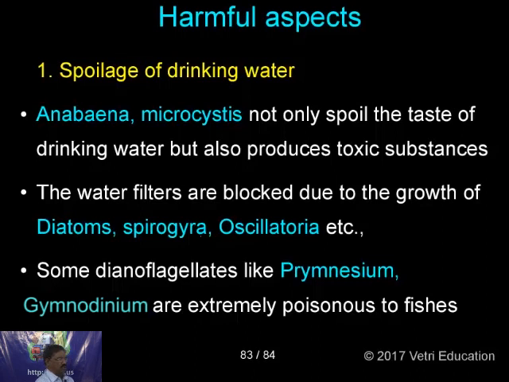The water filters are blocked due to the growth of diatoms, Spirogyra, Oscillatoria, etc. Generally nowadays all are using these water filters. So what happens? If your water is contaminated with diatoms, Spirogyra and Oscillatoria, they will block the minute pores, and this is waste that we have to serve again. Another toxic effect is by dinoflagellate algae, Prymnesium and Gymnodinium, which are extremely poisonous to fishes.